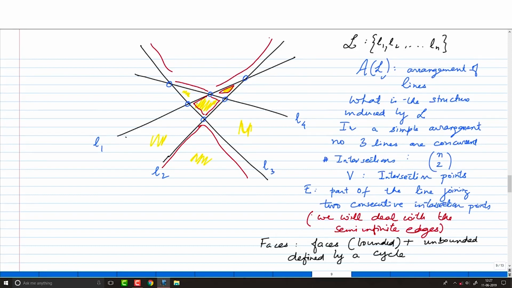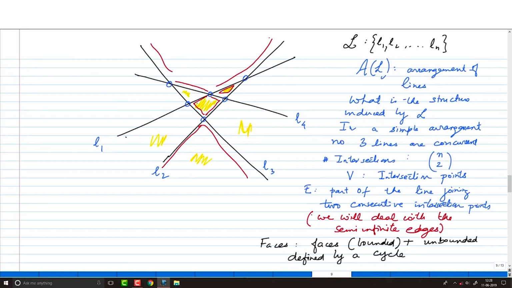So one thing we can imagine is that suppose I put this graph on the surface of a sphere. Instead of drawing it on the plane, suppose I put it on a sphere, then all these semi-infinite edges we can take to some one point on the other side and make them join.